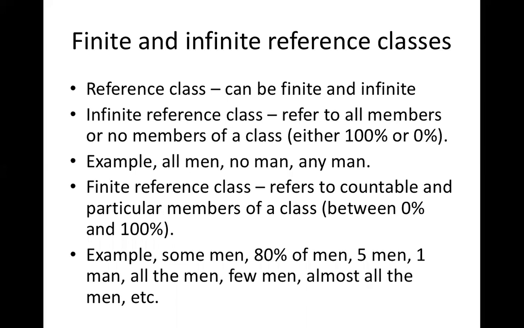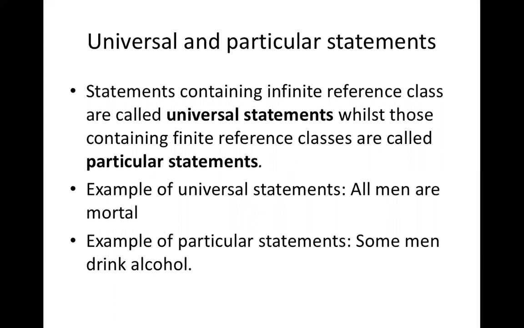Okay, so that's the difference between the countable reference class and the uncountable reference class. The uncountable reference class refers to all members or no members of a class. The countable reference class refers to anything between 0% and 100% of the class. Now then there's universal and particular statements. Statements containing the infinite reference class, that is the uncountable reference class, are called universal statements, whilst those containing the finite reference class are called particular statements.